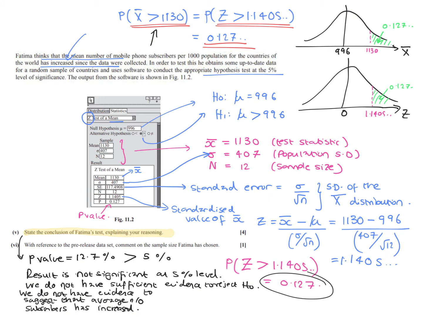Now, there is one last part to the question. It does say with reference to the pre-release dataset, which is a dataset you haven't seen. Comment on the sample size Fatima has chosen.